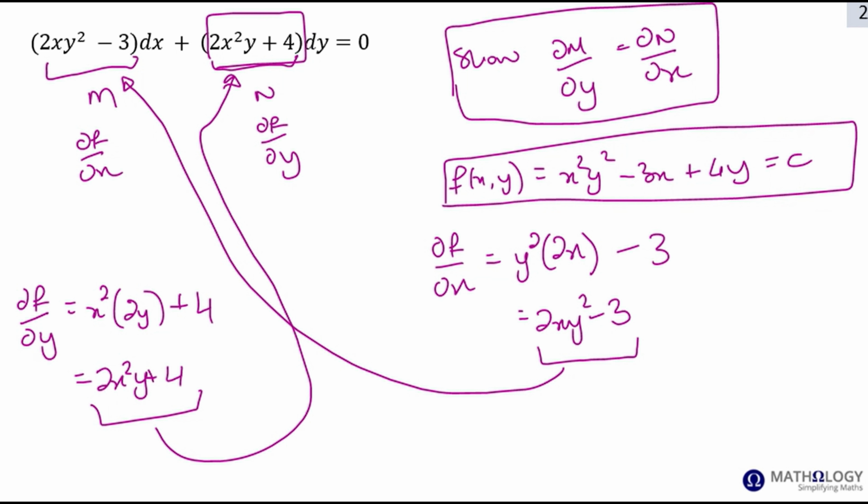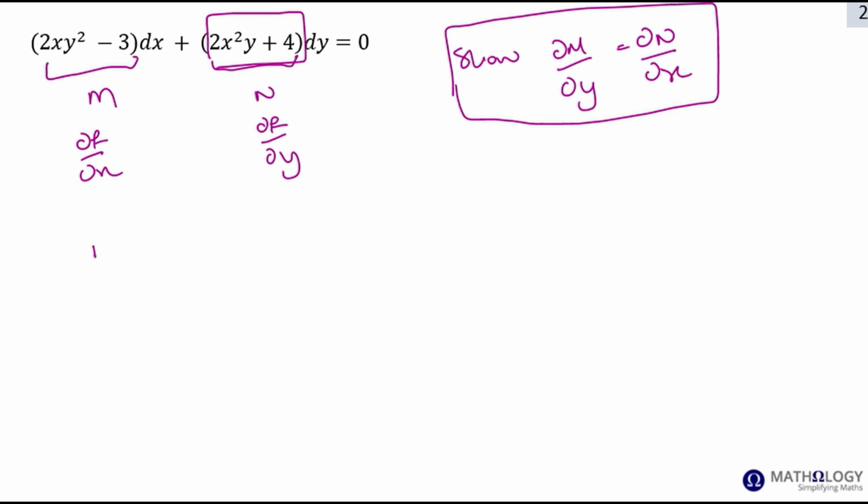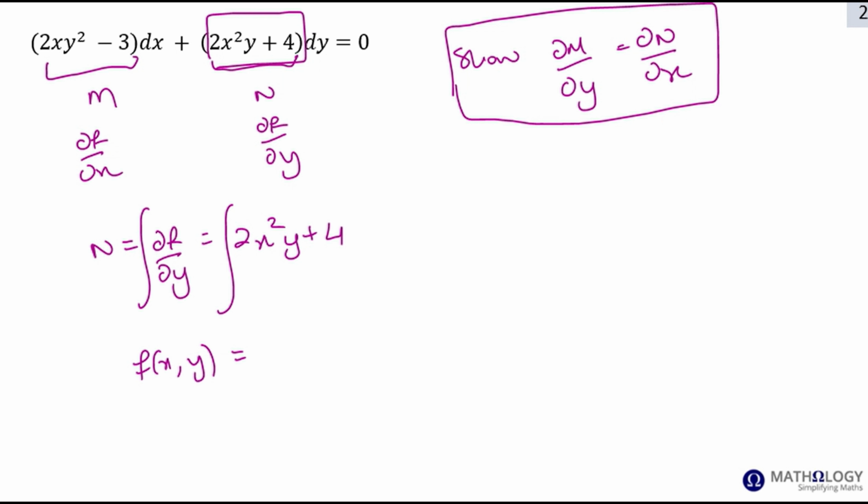We're now going to solve this differential equation, but from n's perspective. Okay, so n is the partial of f with respect to y, and that equals 2x squared y plus 4. So we're now going to integrate this expression. So it'll give us the function f(x,y) equals, again we're going to express this integral as the sum of two integrals, the integral of 2x squared y, and we are integrating with respect to y here, plus the integral of 4 dy.